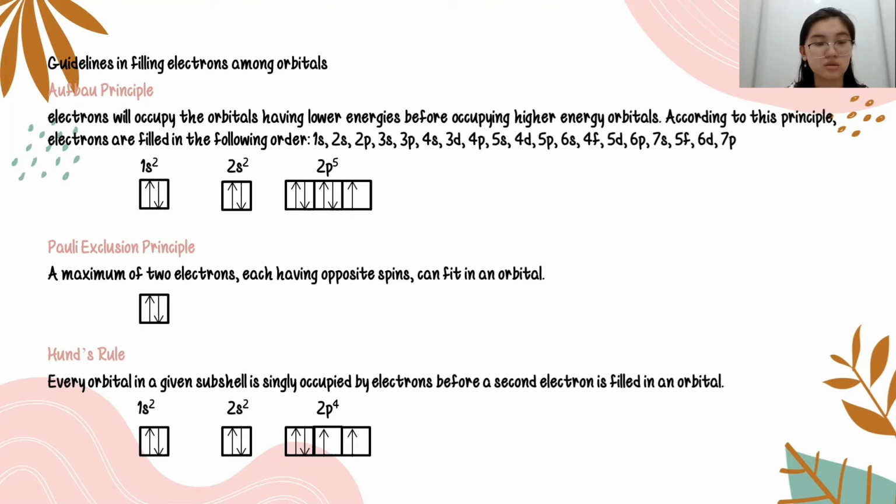And then Hund's rule: every orbital in a given subshell is singly occupied by electrons before a second electron is filled in an orbital. Like I already said just now, first 1s2 with the up arrow and then the down arrow, 2s2 up arrow and then down arrow, then 2p4 with the up arrow and then the down arrow.